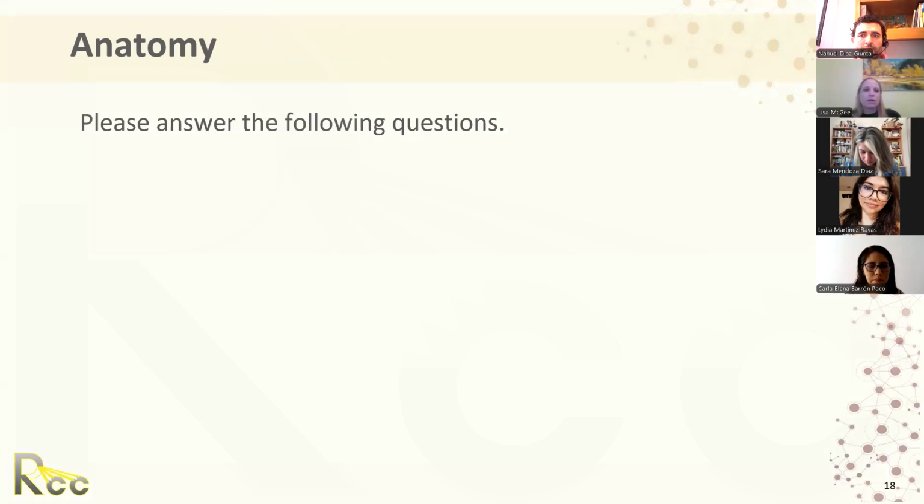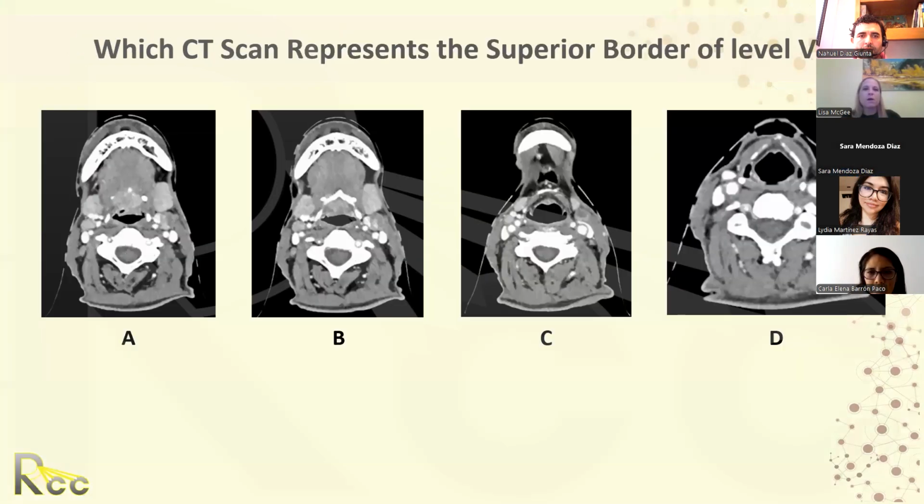So next we're going to get into an anatomical question here. Which of the following CT scan slices best represents the superior border of level 5? And you can go ahead and put your answers in the chat.